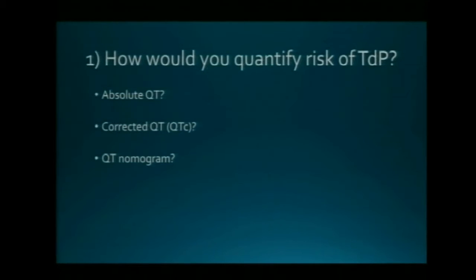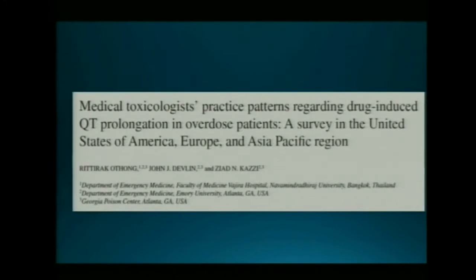So the first question, how would you quantify the risk of developing Torsades from a QT prolongation? Who would use the absolute QT? Raise of hands. Who would use the corrected QT, QTc? Okay. So the rest would use the QT nomogram? Yeah? Okay, well, I'll compare your answers to toxicologists around the globe.